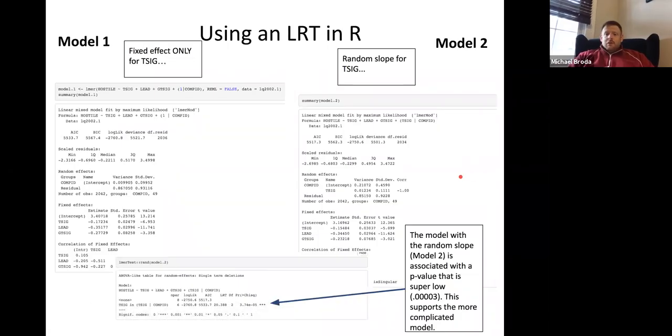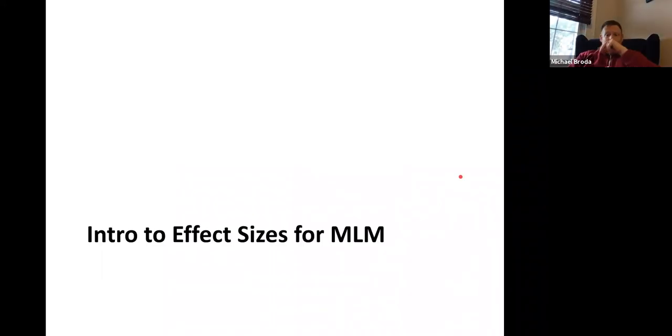Alrighty. So in the next part, I'm going to talk a little bit about effect sizes, but I think this is probably a good place to pause. So we're going to pause there, and we will come back soon.